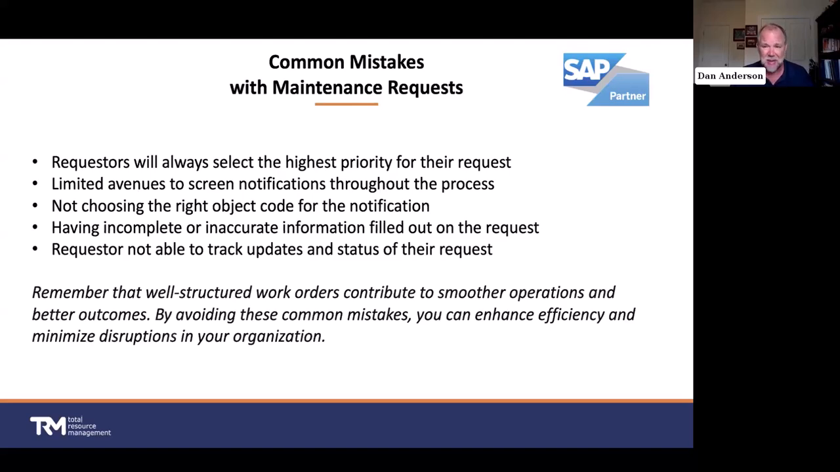One of the nicest things about these newer capabilities that you're going to see is that requesters are able to track updates and the status of their requests. With a lot of these historical systems, you don't have the opportunity to look and see, well, I requested this work to be done last week. Where is it in the approval process? And how is it getting taken care of?